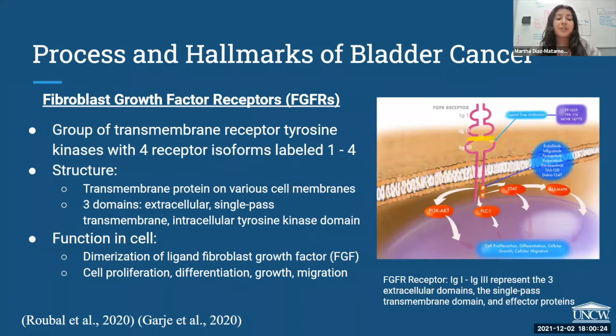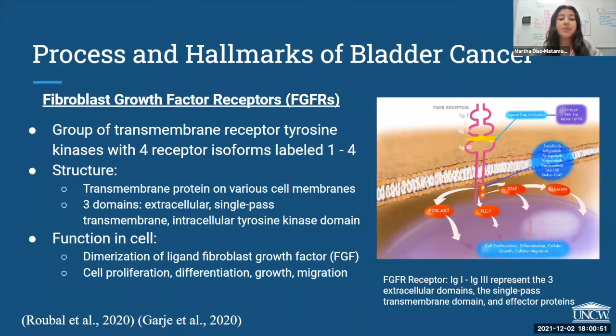Fibroblast growth factor receptors, also called FGFRs, are the proto-oncogene that is targeted by erdafitinib. FGFRs are a group of transmembrane receptor tyrosine kinases with 4 receptor isoforms. These proteins are found on the cell membrane. The figure on the right shows the 3 domains that comprise FGFRs.